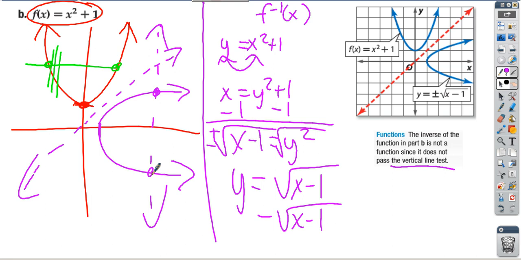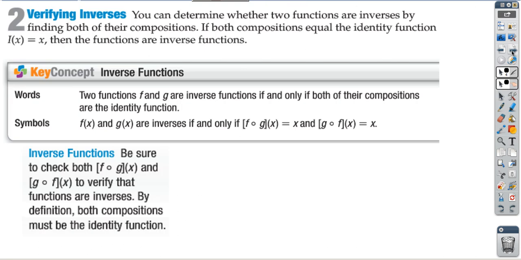Alright, the last thing I want to show you is how do we tell if two functions are inverses. We know how to find inverses: we switch the x and y and we solve for y. That's how you do it. How do you tell if two functions are inverses? And we kind of already saw that with that staple and staple remover question. Here's how you test if they're inverses.